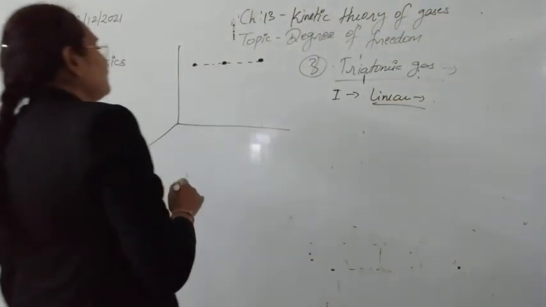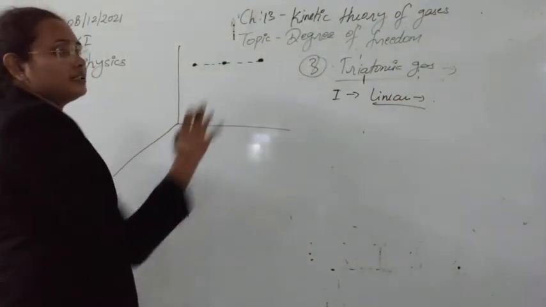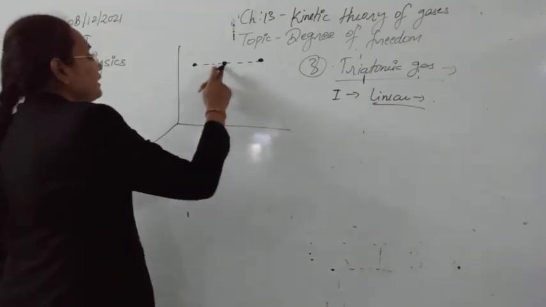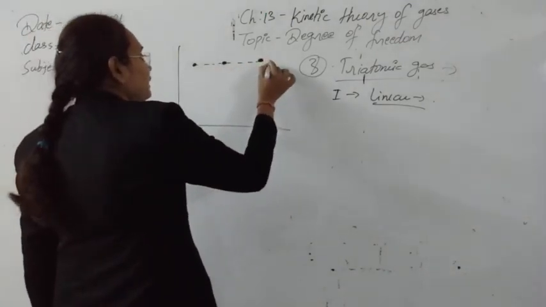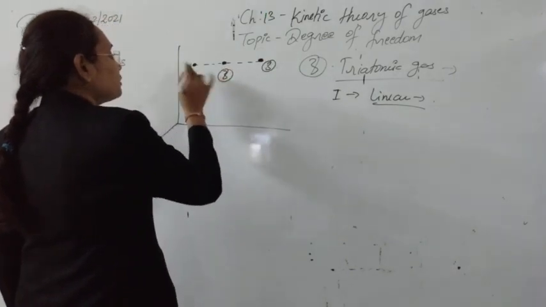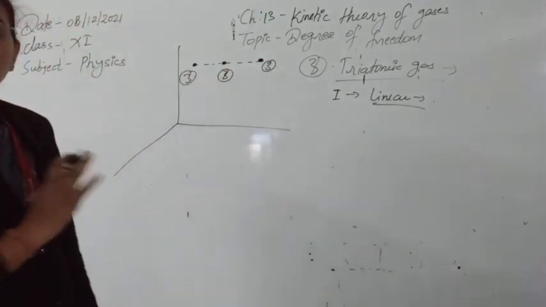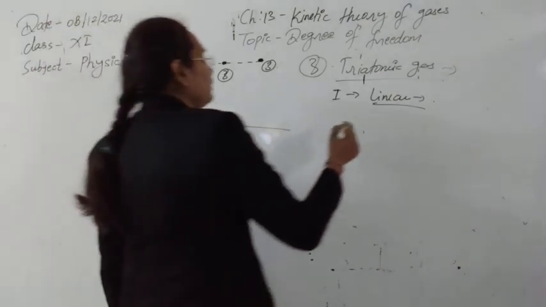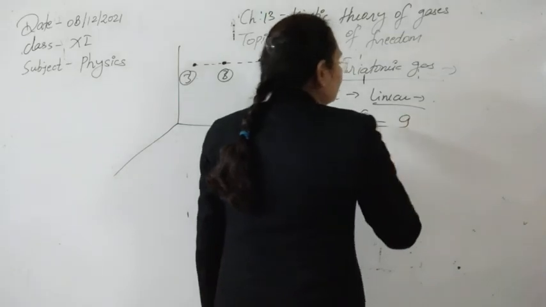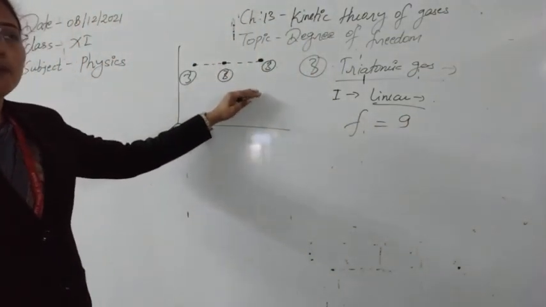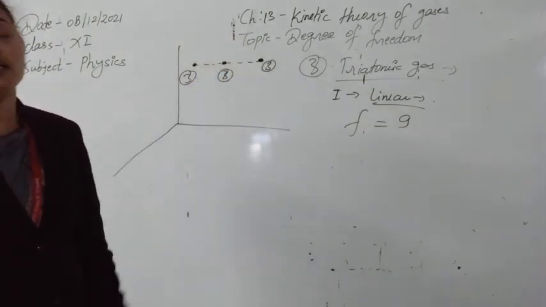For the linear arrangement of the gas, you can see here 3 atoms are arranged. For these 3 atoms individually, 3 position coordinates, 3 position coordinates, 3 position coordinates, we need independently just to specify their location. So overall 9 coordinates are needed to specify completely the position of all these 3 atoms.